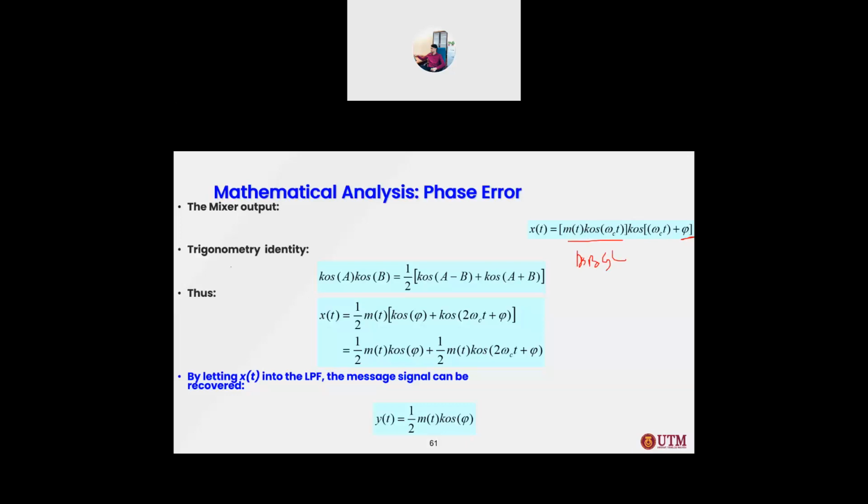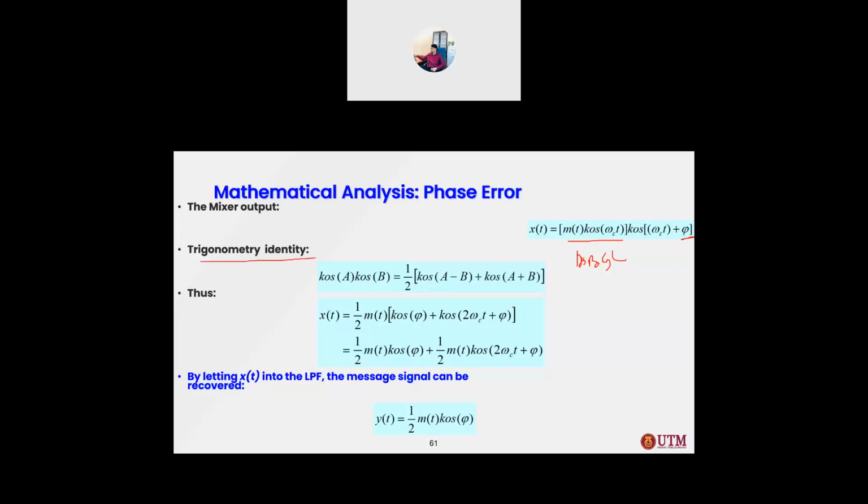Then, trigonometry. Why do we say double sideband suppressed carrier? Because you don't have the carrier component. In full AM, in the envelope equation, we have the carrier component, but we don't have it here because it's double sideband suppressed carrier.